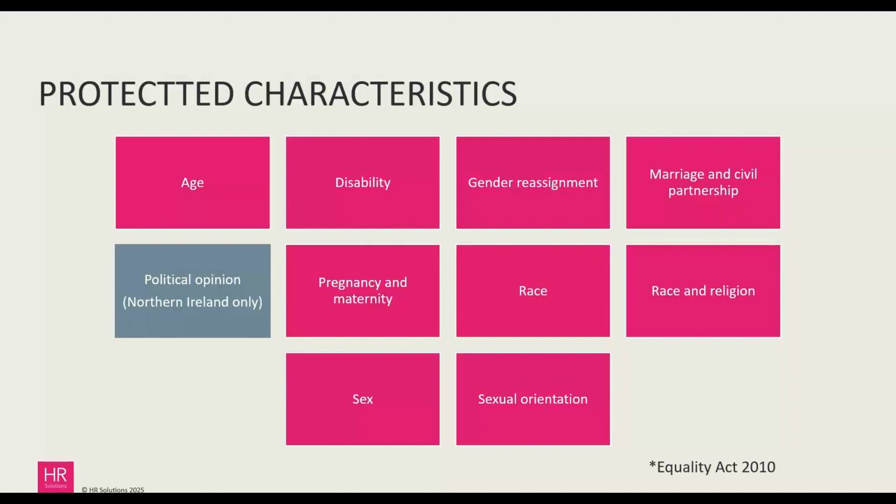So you'll see all the protected characteristics listed here, but you'll notice there's one that's in a grey shaded box, and that's to indicate that it's relevant only to Northern Ireland. So there is that additional protected characteristic of political opinion. It doesn't apply to the other nations of England, Scotland and Wales, but it's obviously important that I share that because some of you may have business operations that actually operate in Northern Ireland. So I wanted to highlight that.